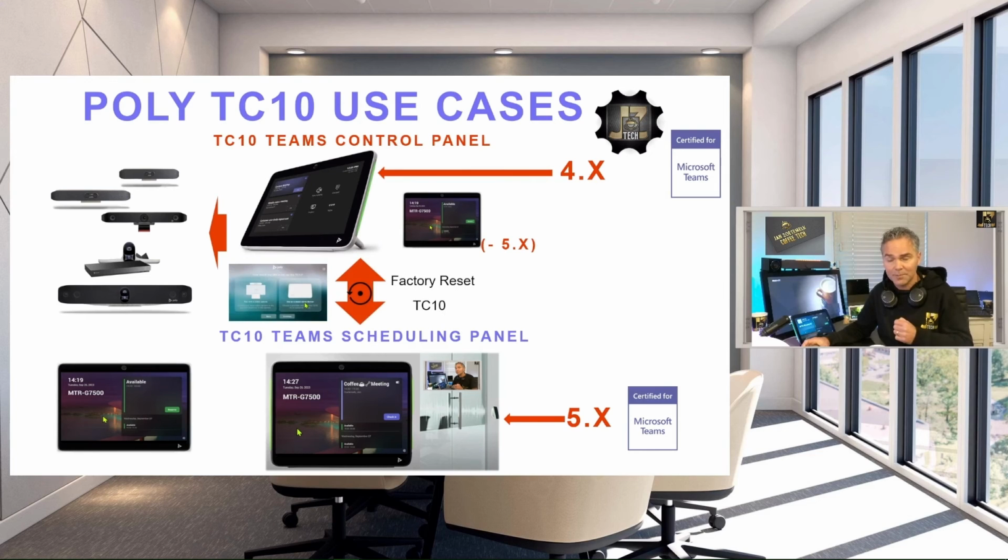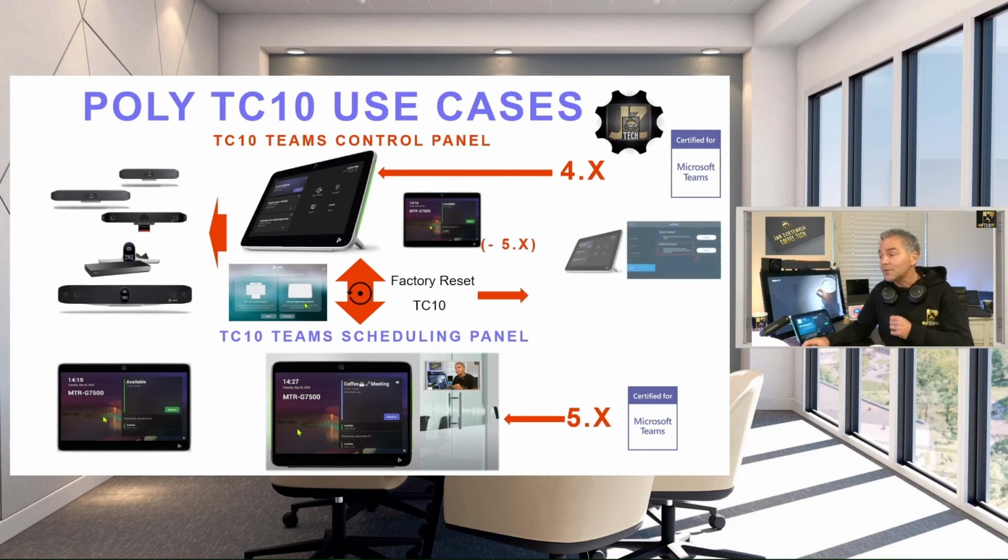Because that is possible, but you have to do a factory reset. Because if you do a factory reset, it will prompt you again with the out-of-box wizard, and that is to pair it up with a Studio X or to use it as a standalone scheduling panel. So that is, I think, a really nice one, and we'll give you some tips and tricks if you want to switch between the two.